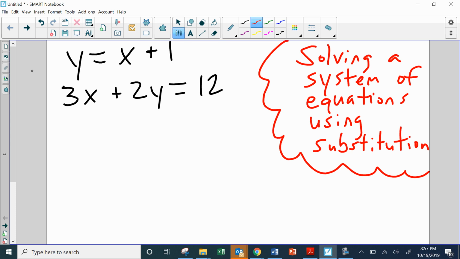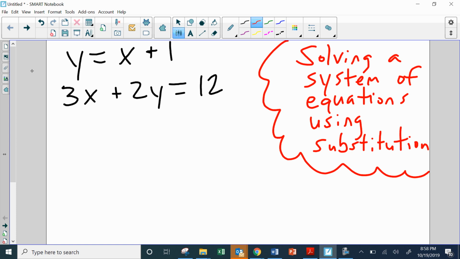So what we need to do first is we need to line these equations up so that they, actually we don't need to do that in substitution, I'm sorry. You don't even have to worry about that in substitution. We'll get to that in 4-3. In this, we're just going to do substitution.